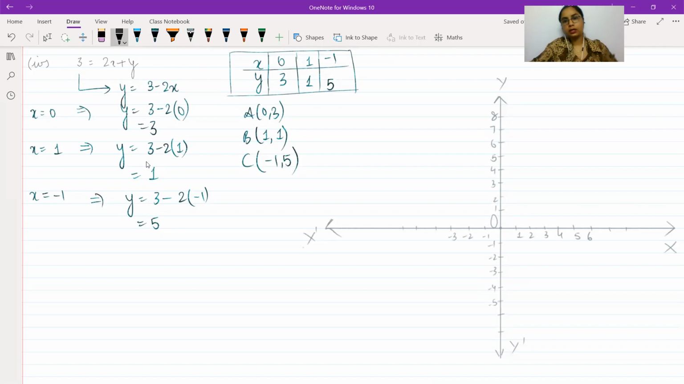And then the plotting. A is (0, 3). Can anyone tell me where this point would be? At 3, on the positive y-axis. Over here, this will be A (0, 3). Then the next point is B (1, 1). Now, I'm not showing those dotted lines. You can directly do it this way. Then we have minus 1 and 5. So (-1, 5) will be here. See, this will be C.